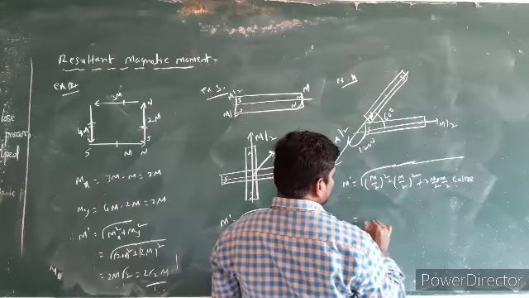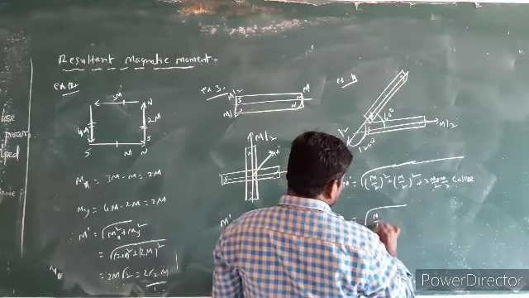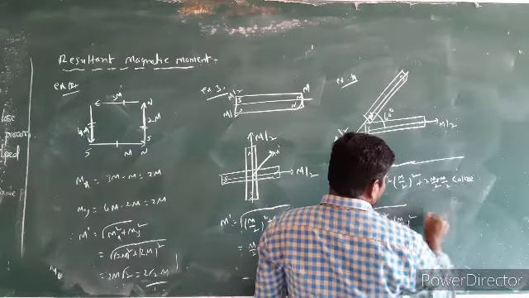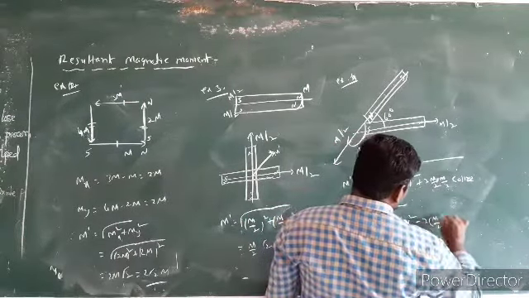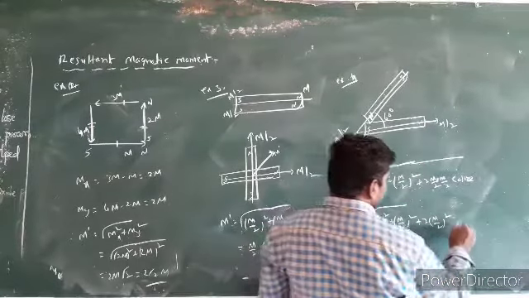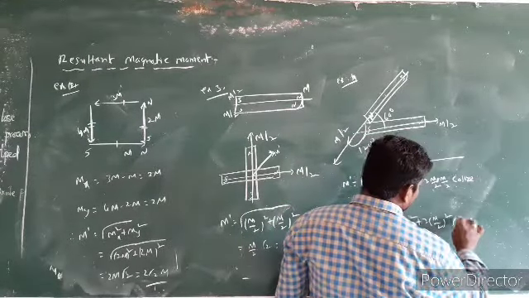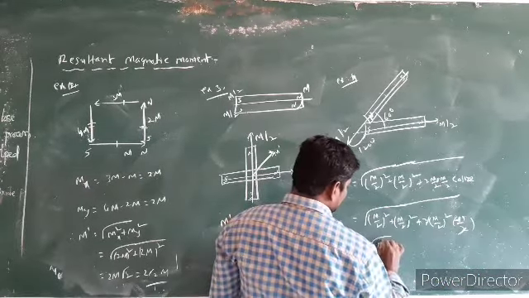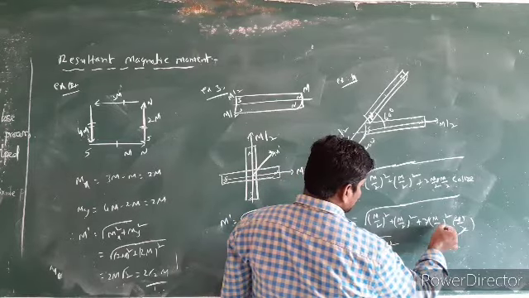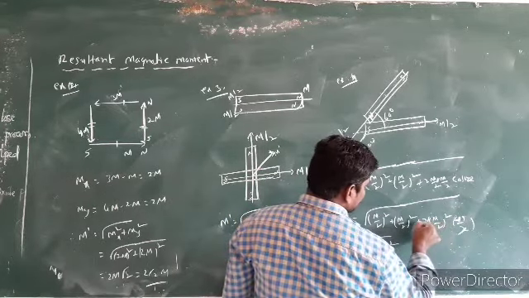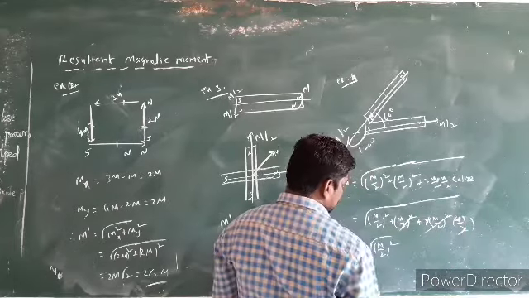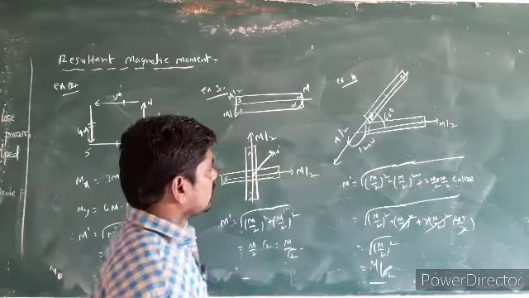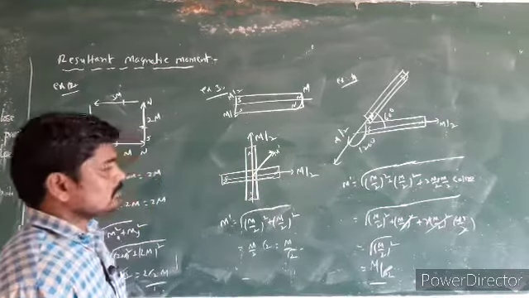Now if you solve this, you can get the answer. M by 2 whole square plus M by 2 whole square plus 2 into M by 2 whole square times cos 120. The value of cos 120 is minus 1 by 2. Therefore, the plus and minus terms of M by 2 whole square cancel each other. What remains is M by 2 whole square, whose root is M by 2. Like this, we calculate the resultant magnetic moment of the elements.